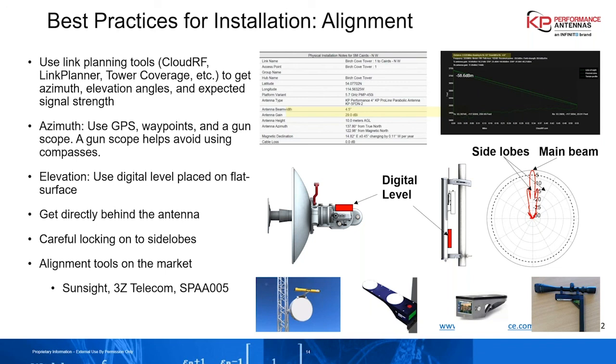Now, when you're doing the alignment, make sure you're directly behind the antenna. And we also have to be very careful that we don't lock onto side lobes when you're doing a parabolic alignment. The side lobes can be anywhere from 10 to 15 dB down, the first ones. And if you see when you're looking at the signal strength that it is 10 to 15 dB down, you probably are locked onto a side lobe.